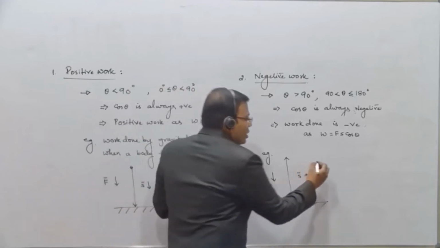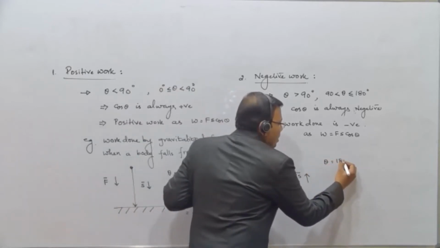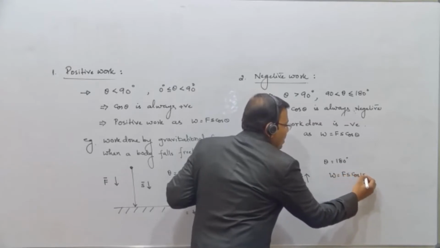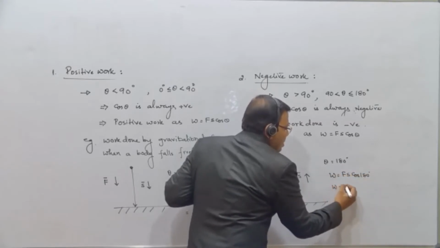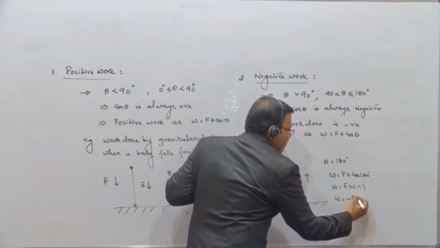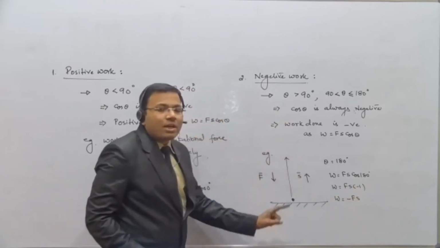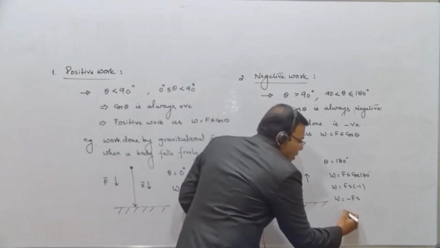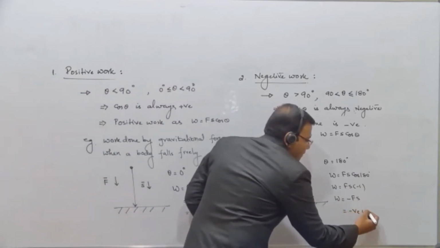So theta here I take: theta is equal to 180 degrees. And the work done is equal to Fs cos 180. Cos 180 means it is -1, and we are getting it as minus Fs. You can see clearly it is the negative work. So this is the reason why we are getting a negative work.